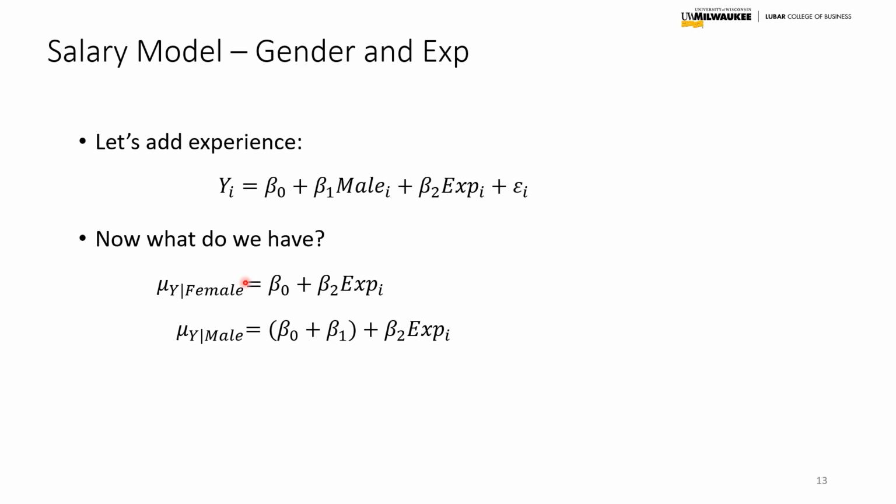Again, beta 0 reflects the baseline. It's the baseline salary when experience is 0, and beta 1 reflects the salary differential between males and females for a given level of experience.